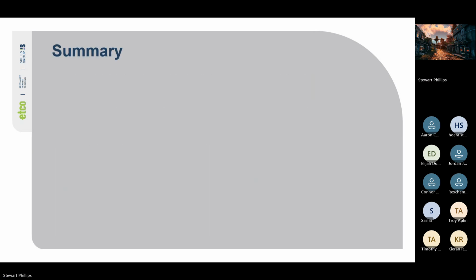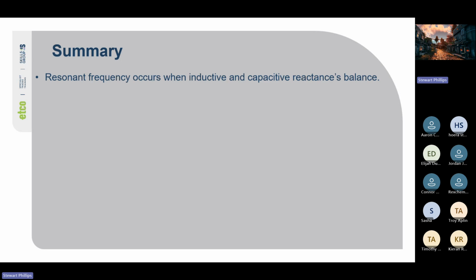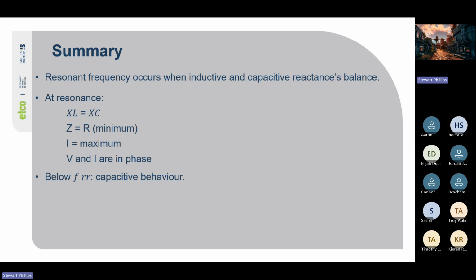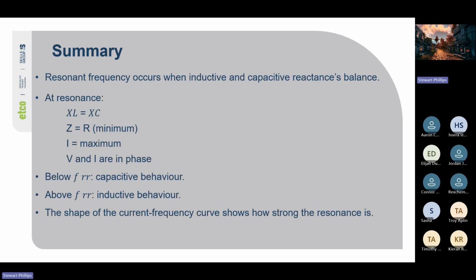Cool. So we've seen that resonance isn't just a textbook idea. It occurs when inductive and capacitive reactances balance. So at resonance, we have XL equals XC, Z equals R, the minimum possible impedance. Our current goes to its maximum, and voltage and current are in phase. Below the resonance frequency the circuit is capacitive. Above it is inductive. So the shape of the current frequency curve shows how strong the resonance is.